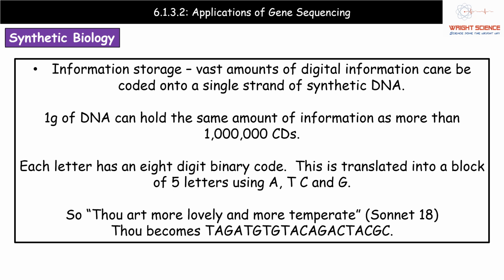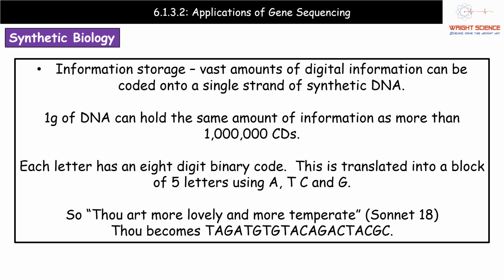And the way that we do it is that each letter actually has this 8-digit binary code. So what we're going to be able to do is translate this into a block of 5 letters using A, T, C and G. So if we have a look at a bit of Shakespeare for a bit of overlap with our English there, so we've got Sonnet 18, thou art more lovely and more temperate. We're not going to do the whole thing because that would be a lot of letters on here. If we just have a look at the word thou.